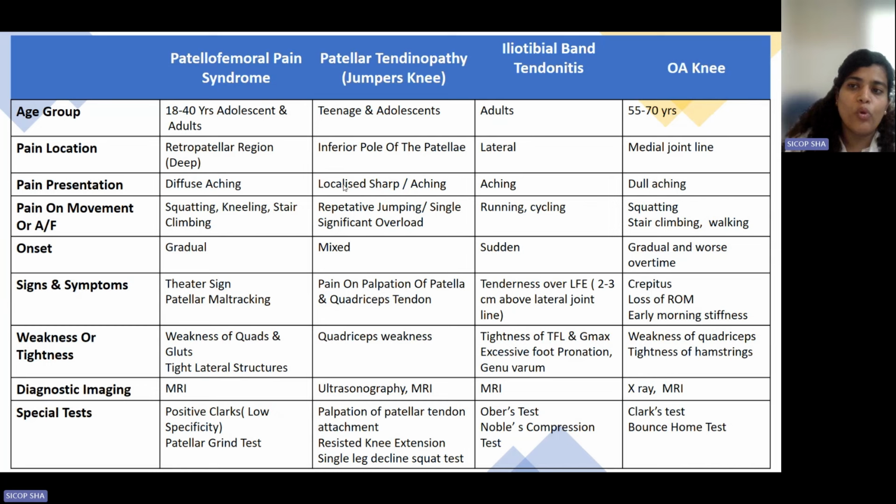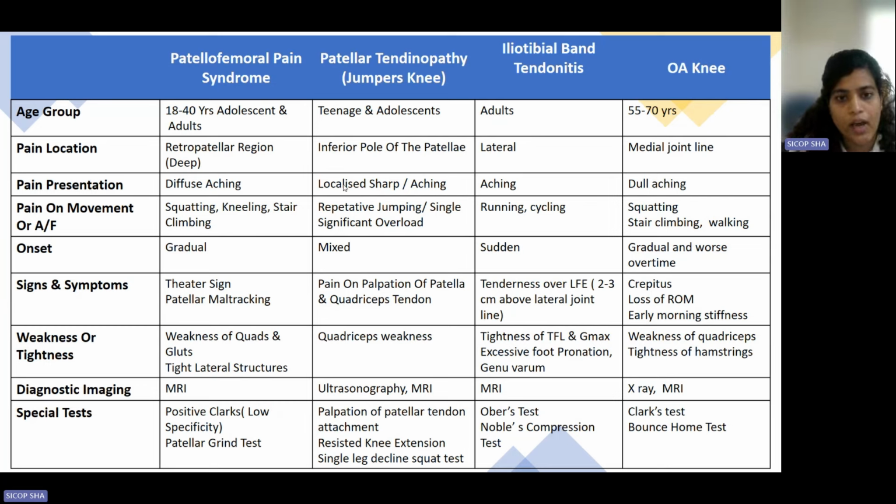OA knee. When we talk about OA knee, the age group is older adults, right? Older people, the older generation, around the age of 55 to 70 years. The patient complains of pain on the medial joint line, right?